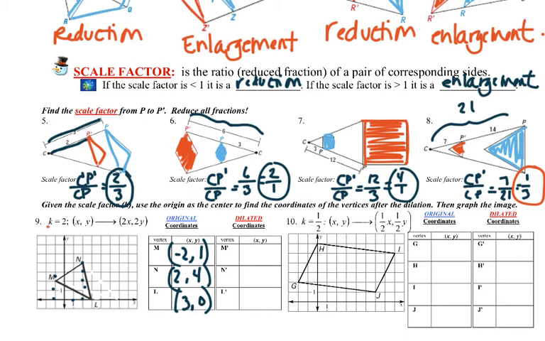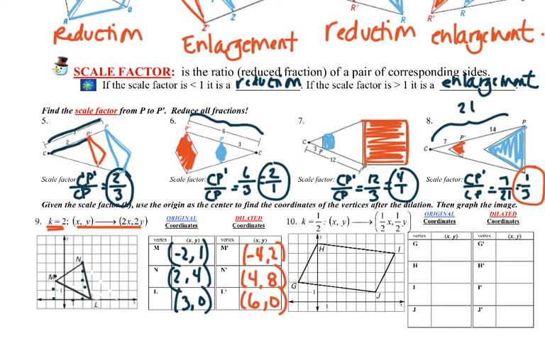Then it says K equals 2. In other words, take every ordered pair and double the x and double the y. So I'm going to take (-2, 1) and double it. (2, 4) and double it. And (3, 0) and double it. Then I'm going to graph those doubled coordinates.